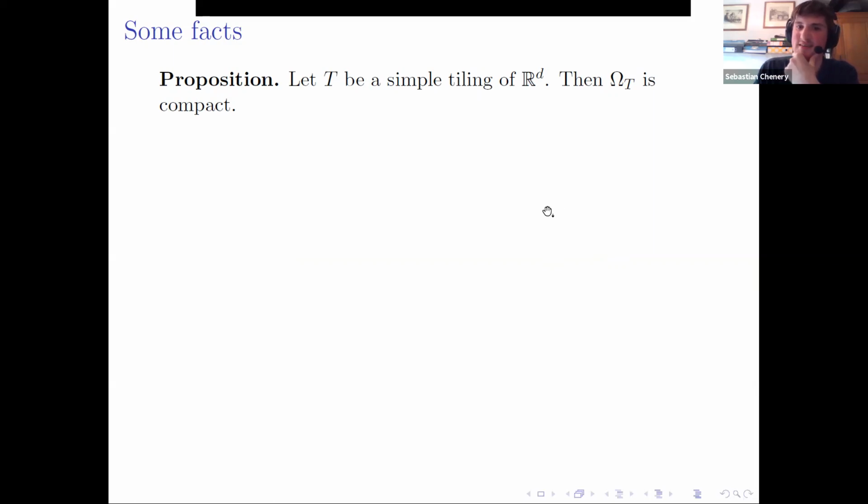So some facts. For a simple tiling of R^D, then omega T is compact. The way you prove this is you work by sequential compactness. You give yourself a sequence of tilings, and because it's simple, everything's a polytope, and polytopes are compact. So I can find a subsequence where the origin always converges into some single tile, and then I can look at all the neighboring tiles of that and build another subsequence, and keep going and going, and you can prove that you'll have a convergent subsequence and everything's good.